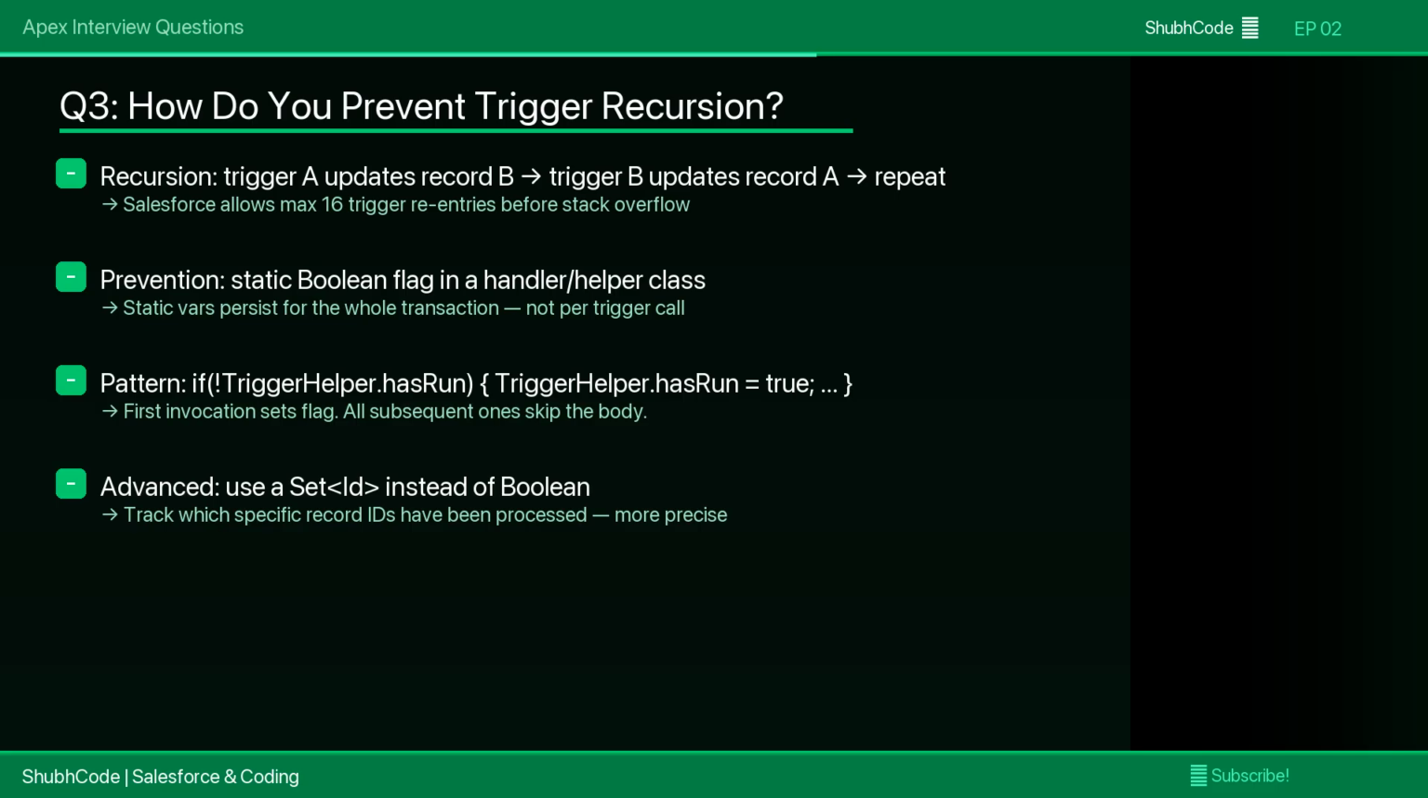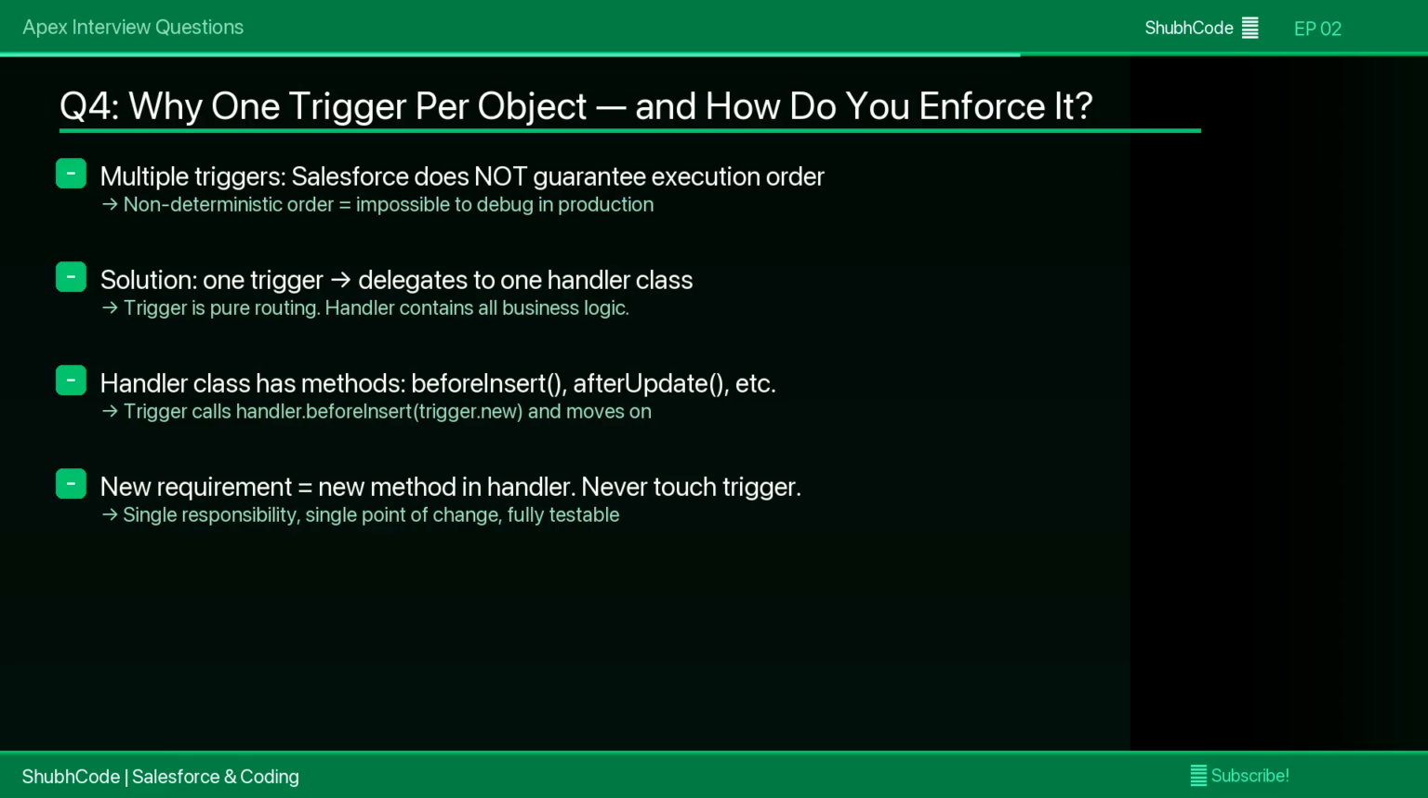The one trigger per object rule is a Salesforce best practice that every senior developer must be able to explain and implement. Here's why it matters. If you have multiple triggers on the same object, Salesforce does not guarantee the order they fire in. Trigger A might run before trigger B today, and trigger B might run first tomorrow. Completely non-deterministic. This makes debugging nearly impossible.